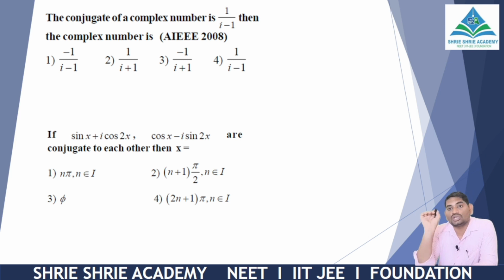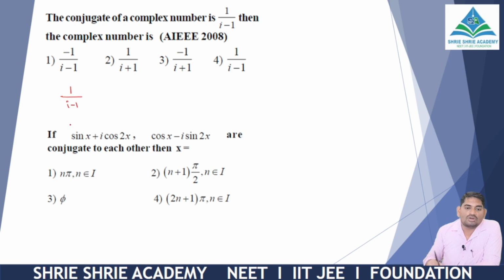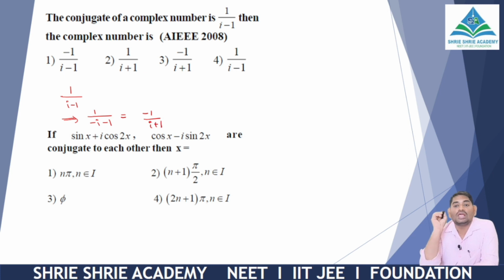So what is the conjugate? We just change the sign of the imaginary part. 1 by iota minus 1, this is what they have given, and I want to find the conjugate of this. So how can we find the conjugate? 1 divided by minus iota minus 1. Taking the minus common, we get minus 1 divided by iota plus 1. So the third option is the correct answer.